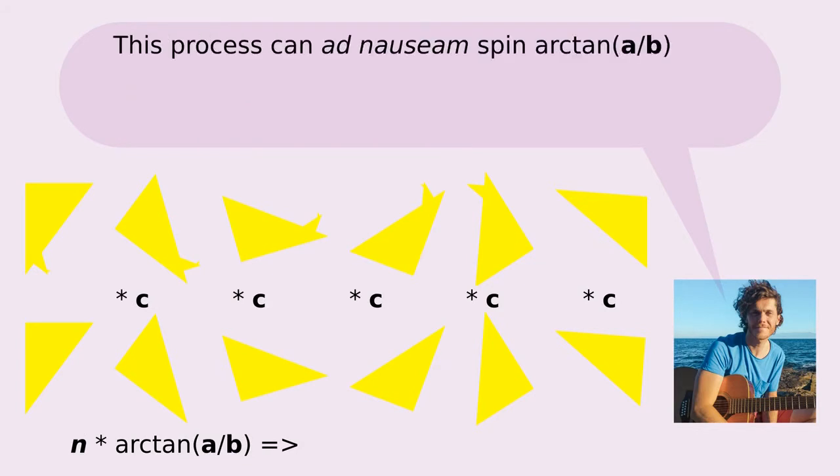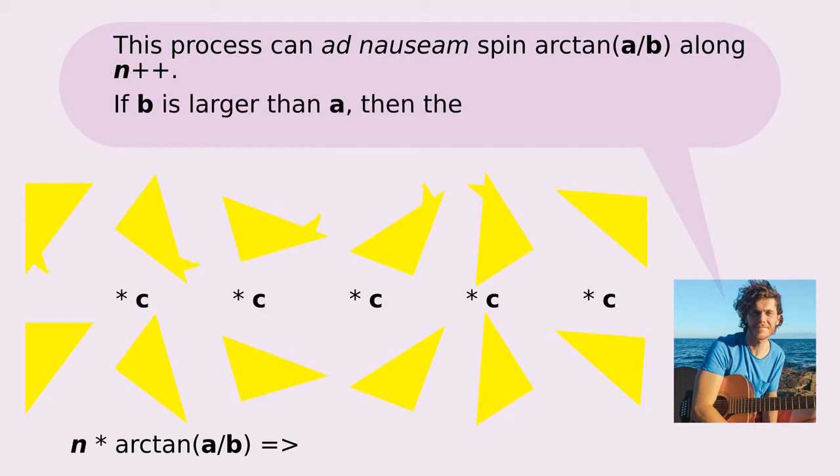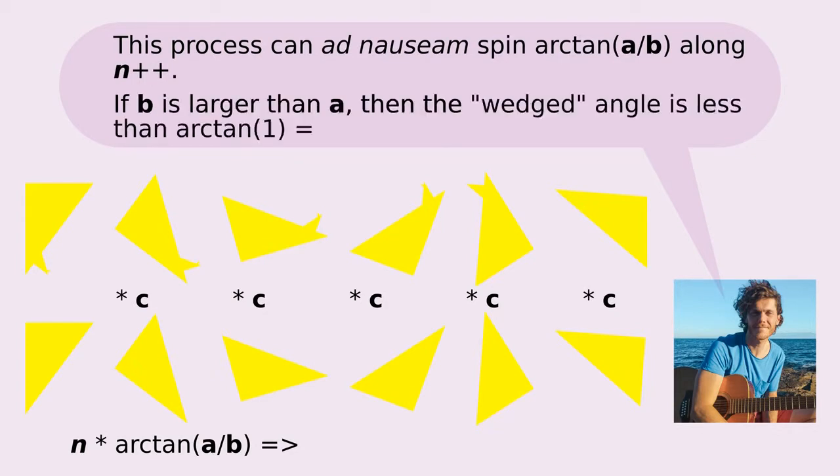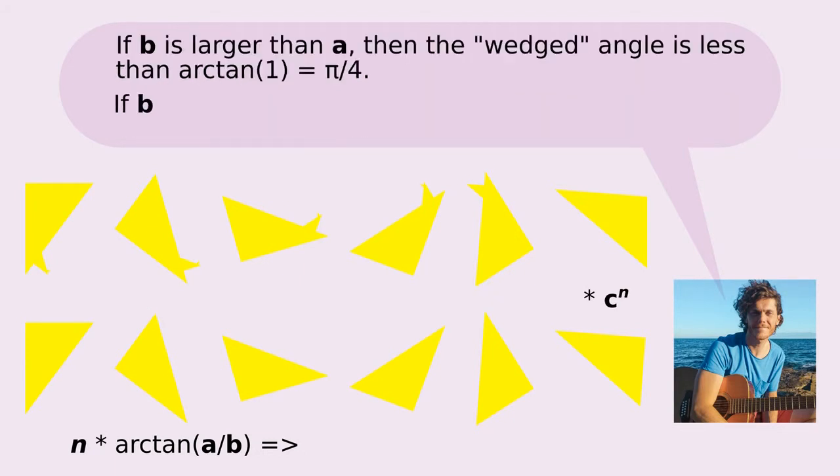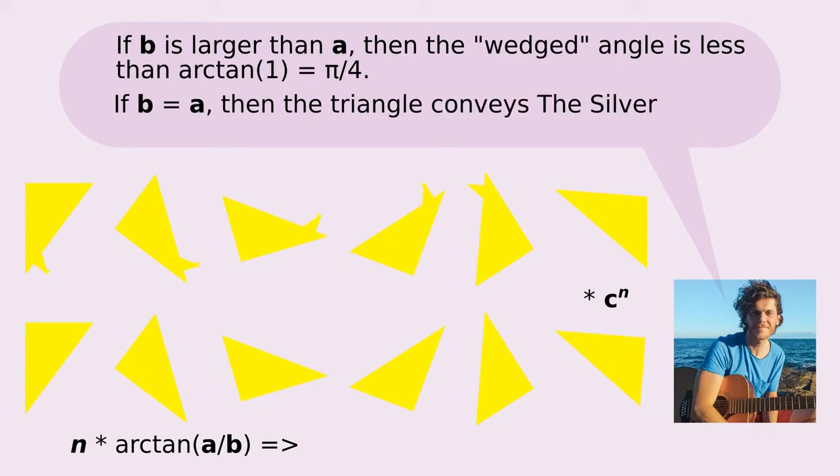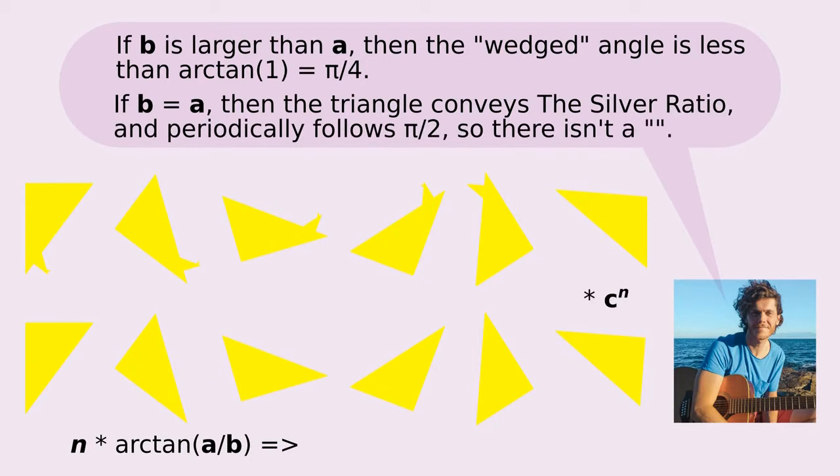This process can ad nauseum spin arctan A divided by B along n plus plus. If B is larger than A, then the wedged angle is less than arctan 1, which equals pi divided by 4. If B equals A, then the triangle conveys the silver ratio and periodically follows pi divided by 2, so there isn't a wedge.